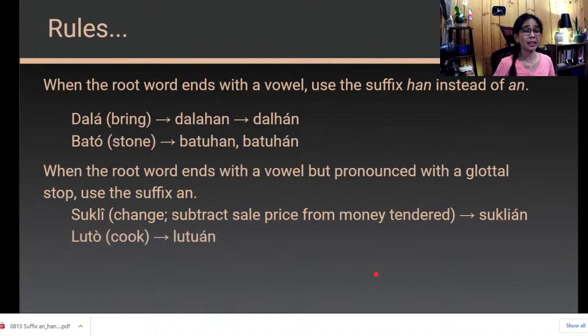Luto is another example. Luto, lutuan. So you don't say lutuhan, no? So lutuan, because luto, luto, there is a glottal stop.